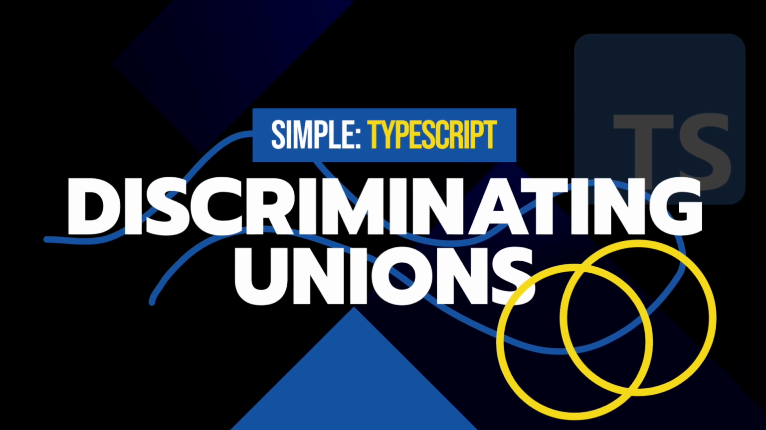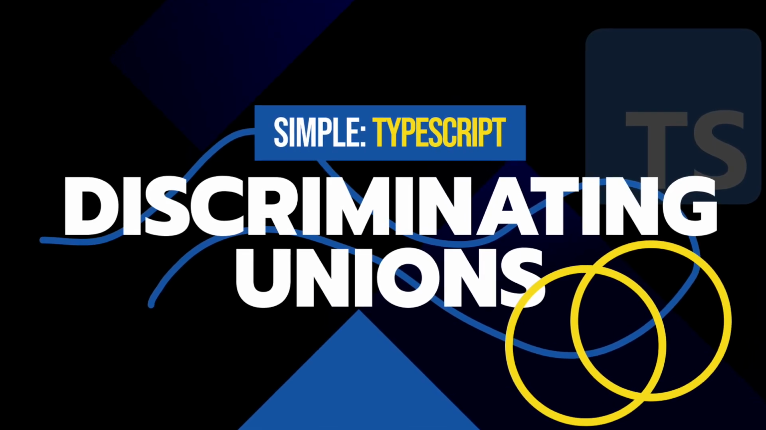In TypeScript, you also have a concept called discriminating unions. Discriminating unions is a concept in TypeScript where you have a union of objects which share one or multiple identical properties. Let's see an example.